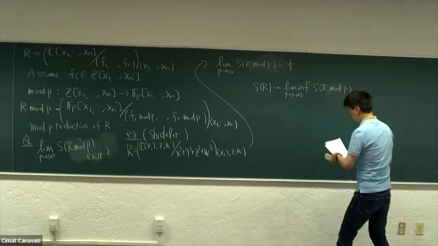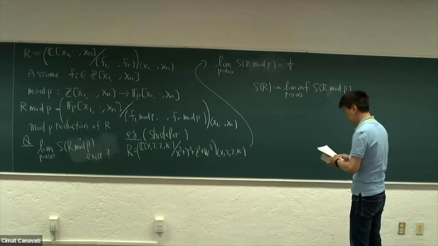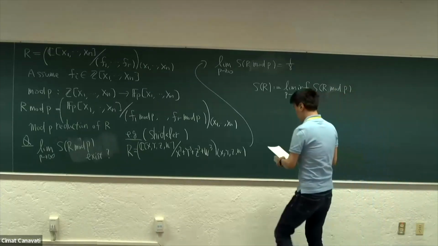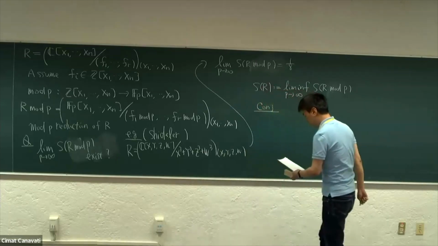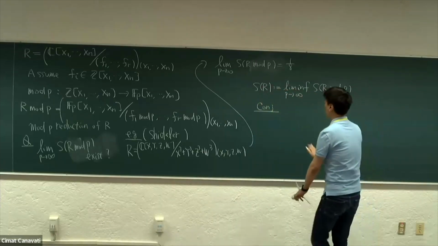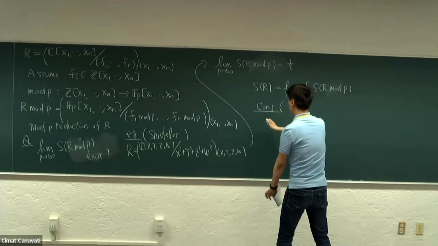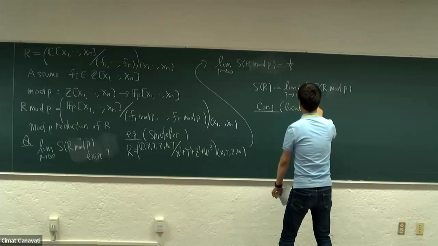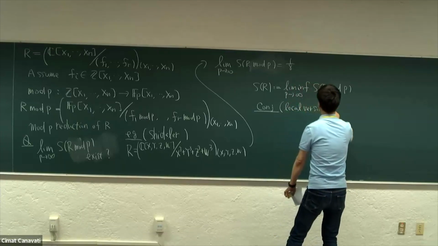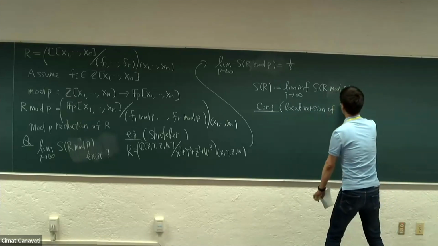Okay. Yeah, this is the definition. Well, let me remind you of the conjecture. This conjecture can be viewed as a local version of the Schwede-Smith conjecture, which Kevin mentioned in his talk.